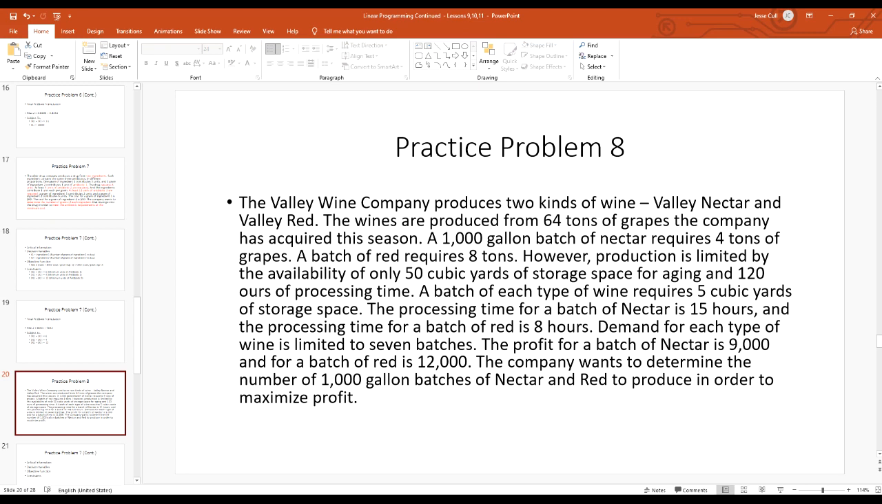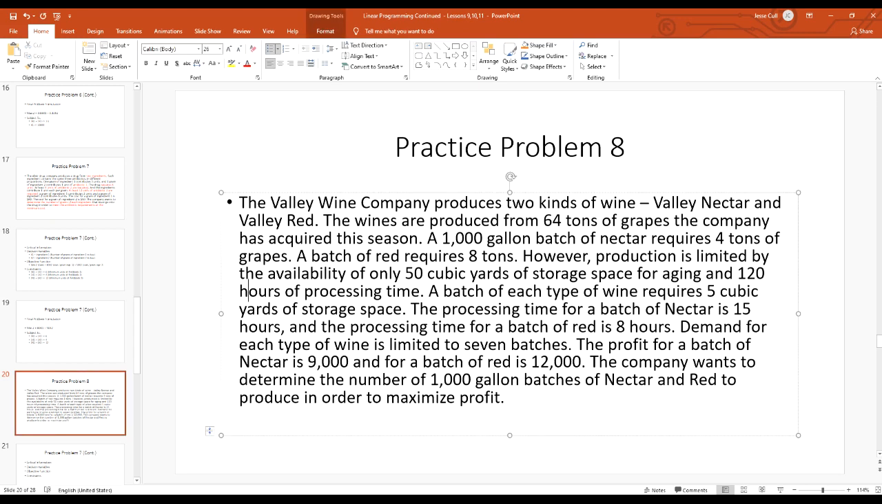However, production is limited by the availability of only 50 cubic yards of storage space for aging and 120 hours of processing time. A batch of each type of wine requires 5 cubic yards of storage space. The processing time for a batch of nectar is 15 hours, and the processing time for a batch of red is 8 hours.